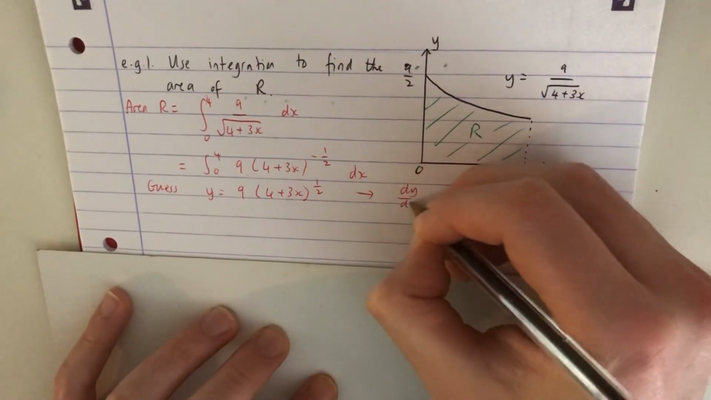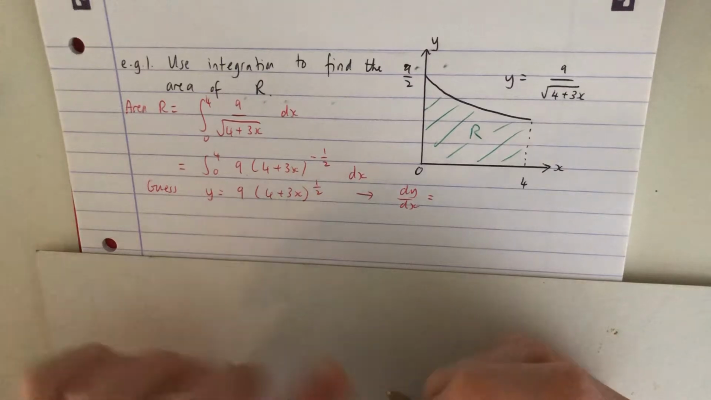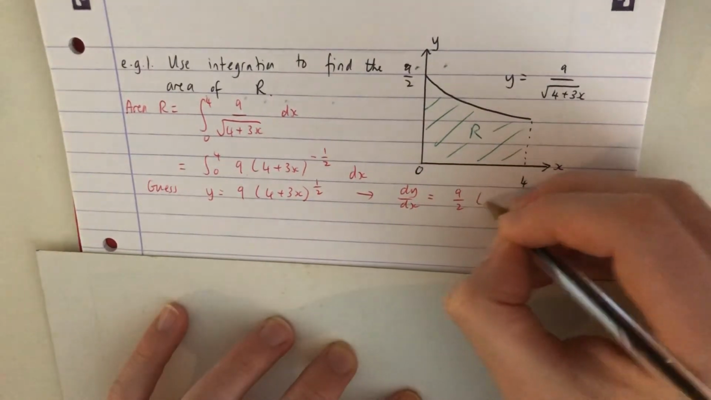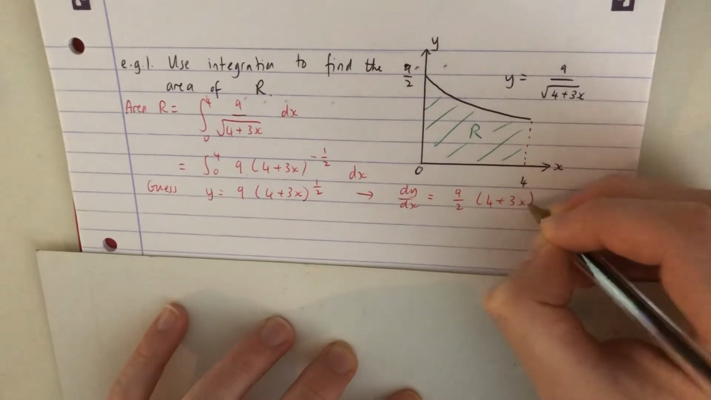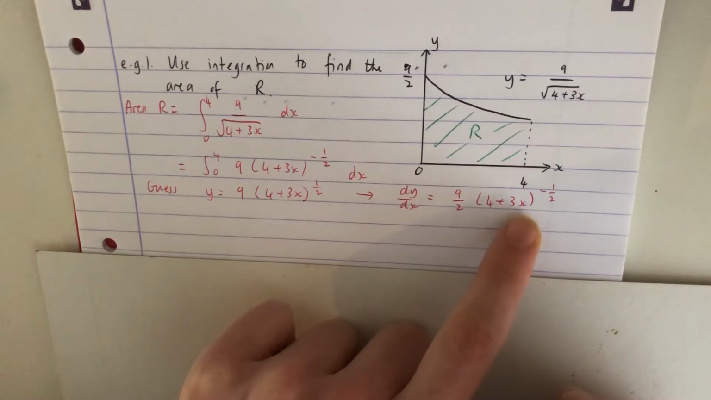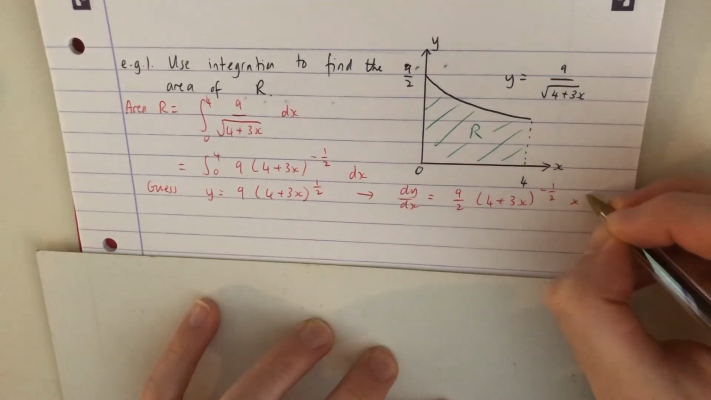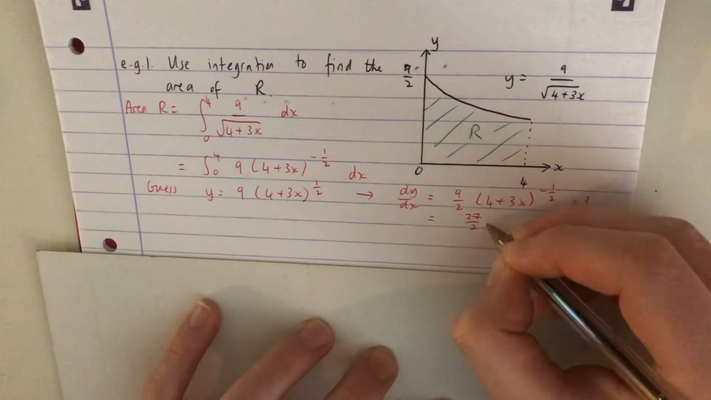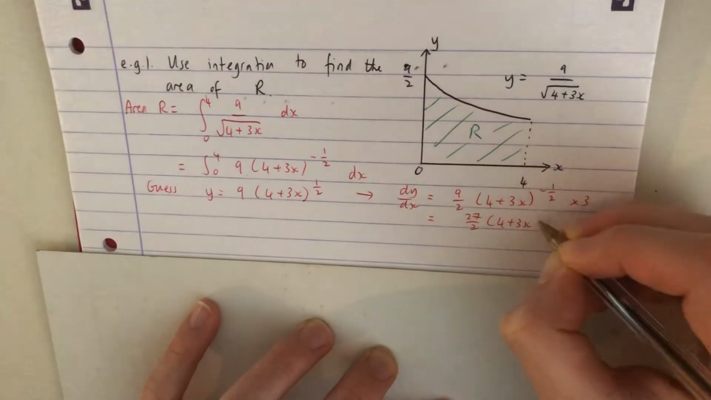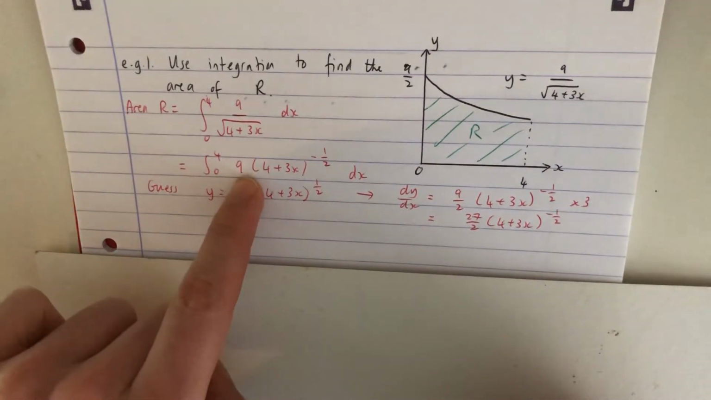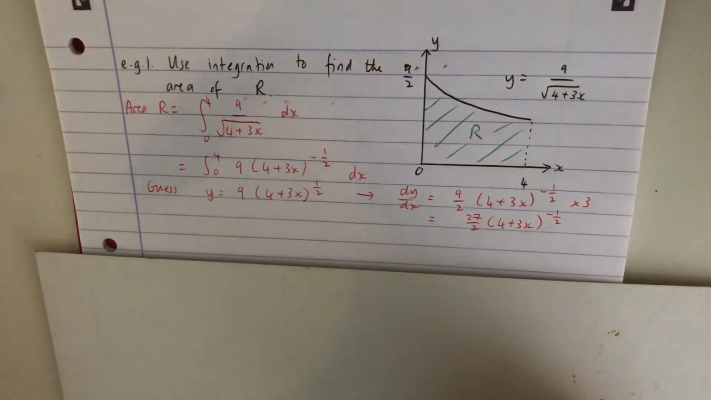dy by dx would be, bring the power down. So 9 over 2. Knock 1 off the power. Minus a half. But then remember the chain rule makes you times by this thing differentiated. So times by 3. So that would simplify to 27 over 2, 4 plus 3x to the power of minus a half. I didn't want 27 over 2, I wanted 9. So let's see what I have to do for that.